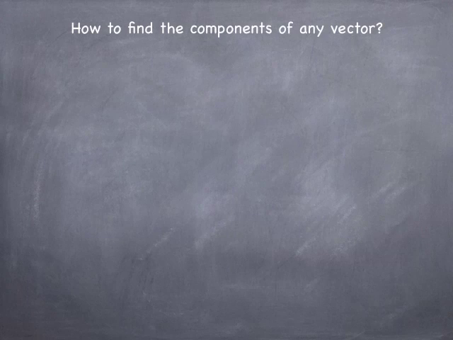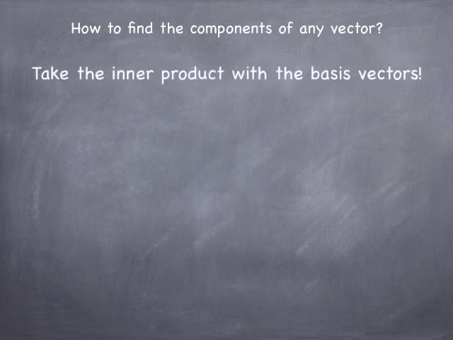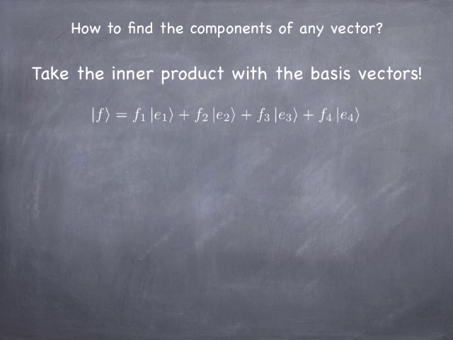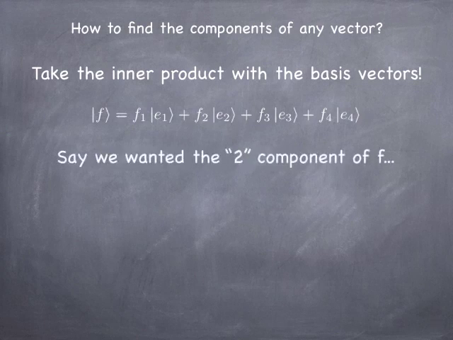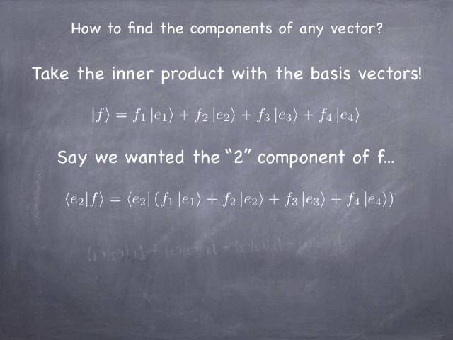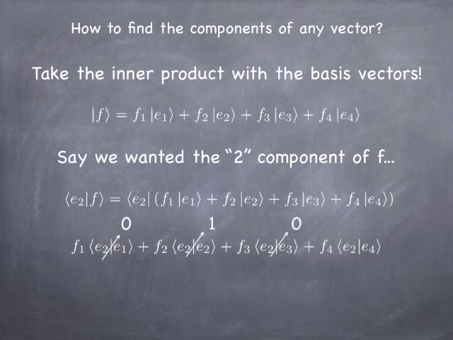How do you find the components of any vector? Well, you take the inner product of that vector with the basis vector whose component you want. So, for example, if you have a ket f that's the superposition of four basis vectors, and you want to know what's the two component, then you could say, let's hit f with e2, and what are you going to get? Well, e2 on e1 is 0, e2 on e2 is 1, e2 on e3 is 0, and e2 on e4 is 0. And what's going to survive? Well, just the number f2. But that is exactly what we mean by the two component of the ket f. Notice that this is exactly like Fourier series. This is precisely the same calculation you do to get the coefficients or the components of a Fourier series. So there you go.